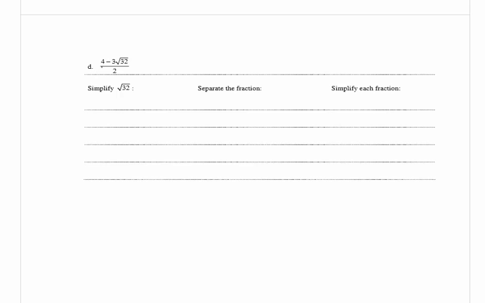In D, we have 4 minus 3 square root of 32 divided by 2. The first thing they want us to do is simplify the square root of 32. So we saw above that that was equal to 4 times the square root of 2. So we have 4 minus 3 times 4 square root of 2 divided by 2. And then we can simplify this and multiply 3 times 4 in the second term in the numerator. So we have 4 minus 12 square root of 2 divided by 2.